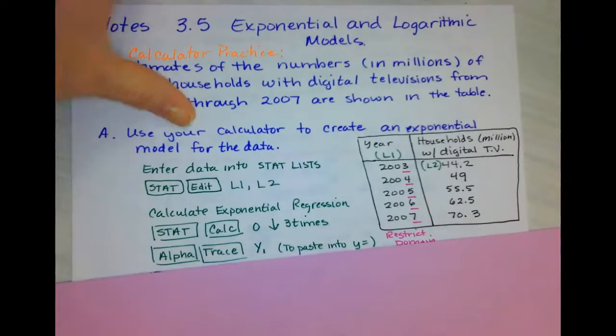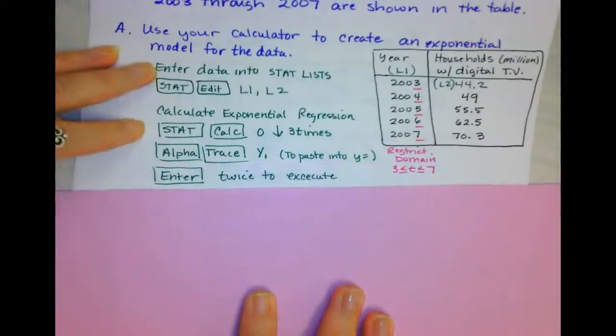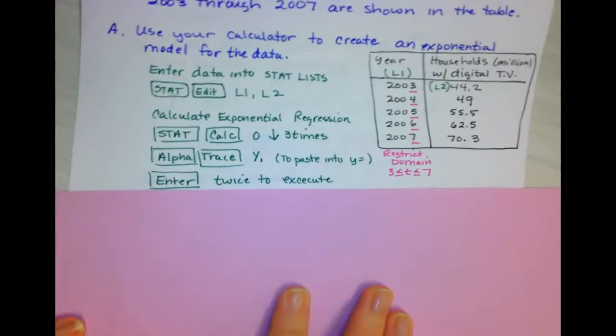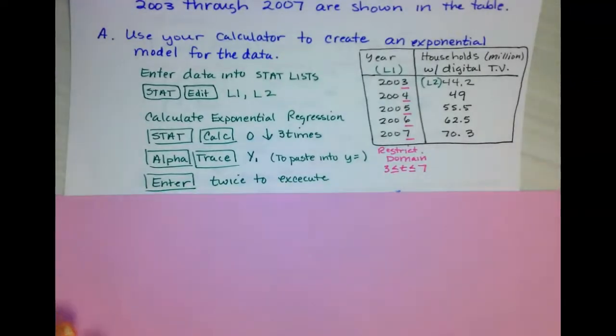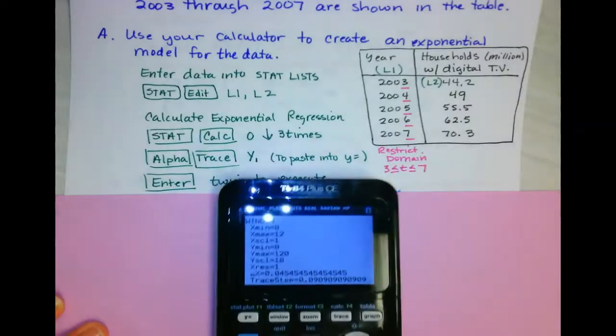You could have restricted it to like 0 to 8 if you wanted. Alright, so to calculate the regression, then we're going to go to Stat Calc. We're going to arrow down 3 times. We're going to do alpha trace to get the y1, and then we're going to enter twice to execute. So let's go through those steps.